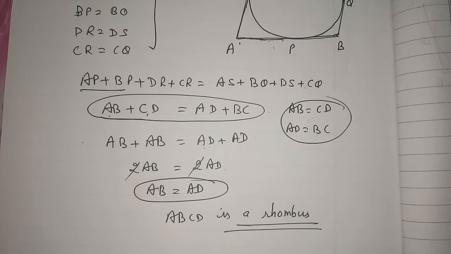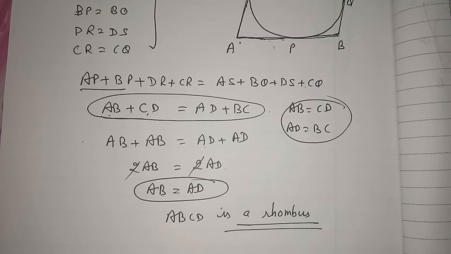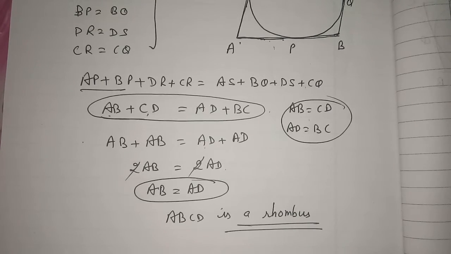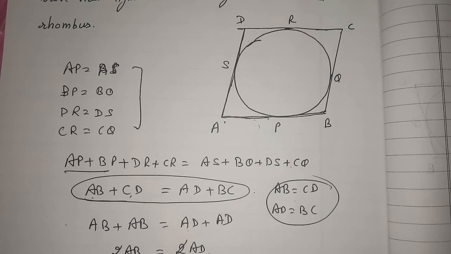So these were two questions where we are using the same type of results, with the only difference being the property in the second. These were very important questions of this chapter, Circle.